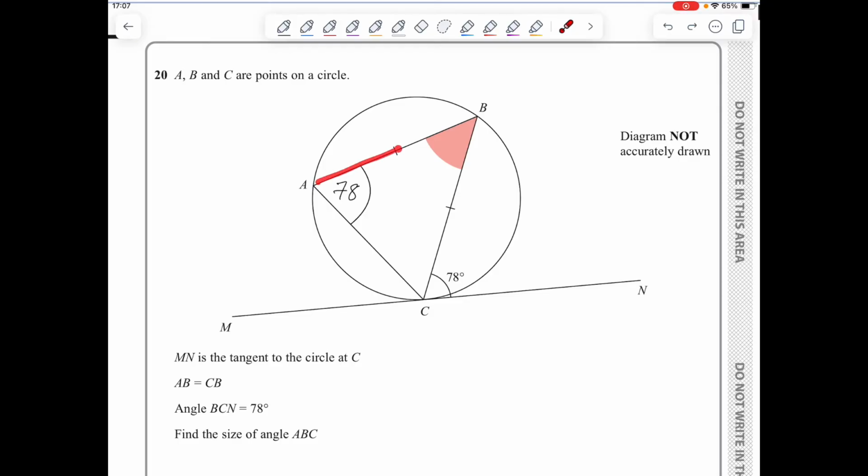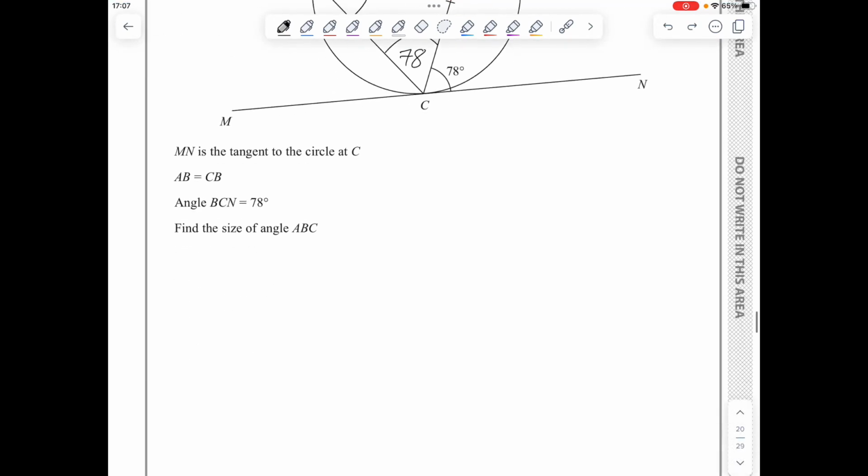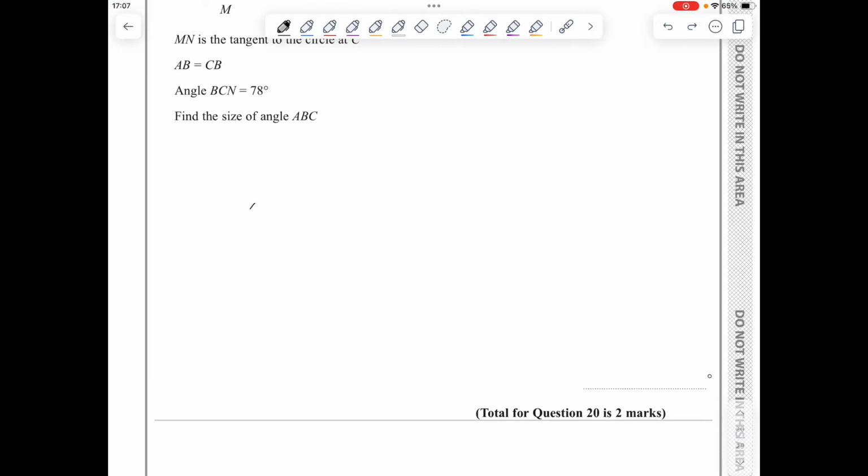Now AB and BC are equal, so these two angles are equal because they are the angles at the base of an isosceles triangle. So BCA is also 78 degrees. And I have a triangle. I know two of the angles, I need the third one. So I will write down ABC is equal to 180 minus 78 plus 78. Put that on the calculator and you get an angle of 24 degrees.